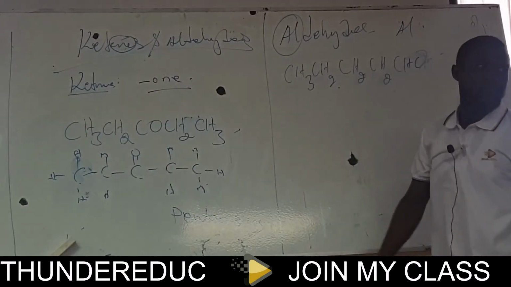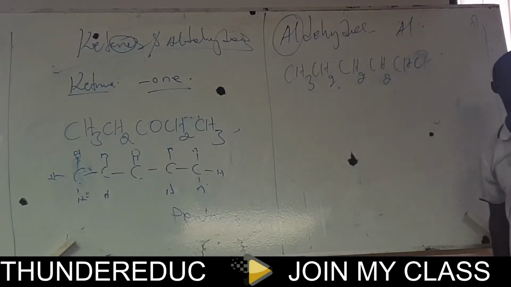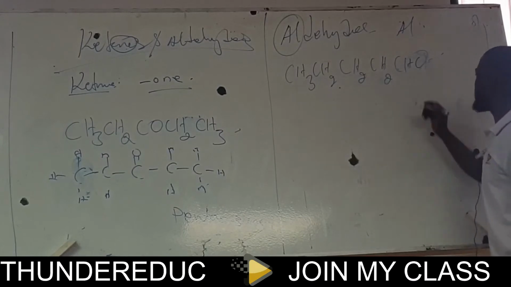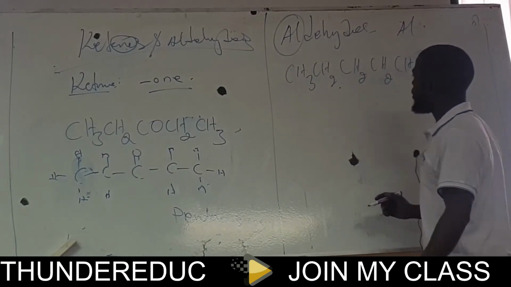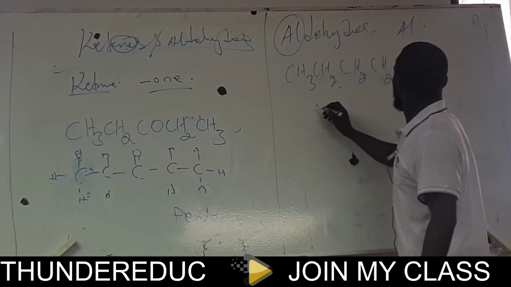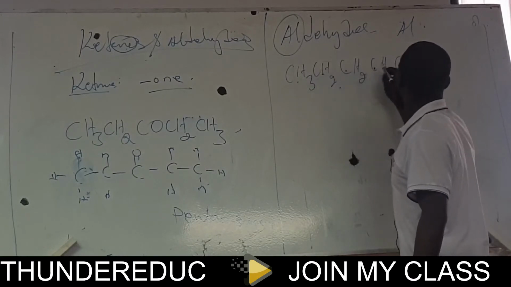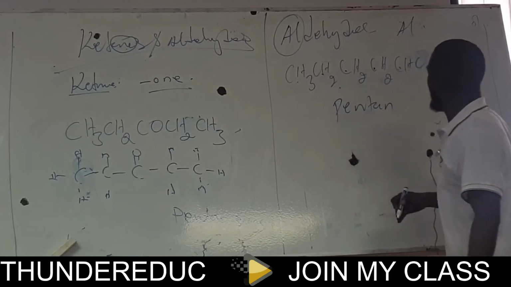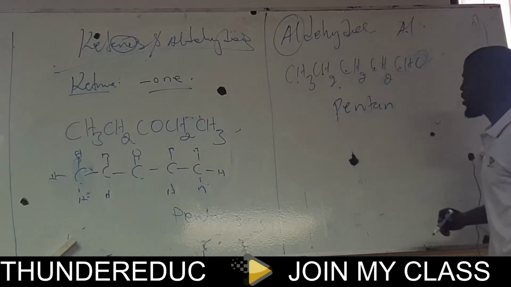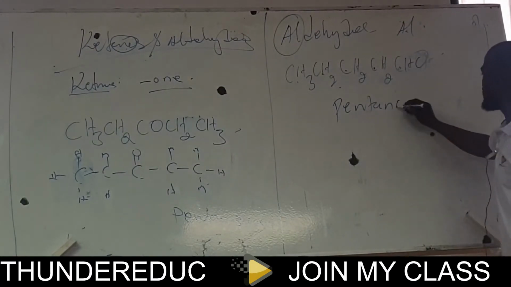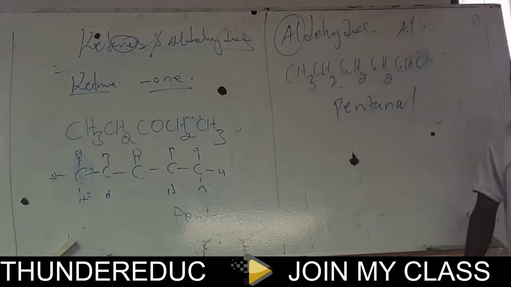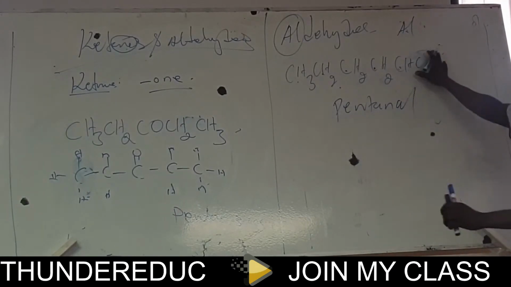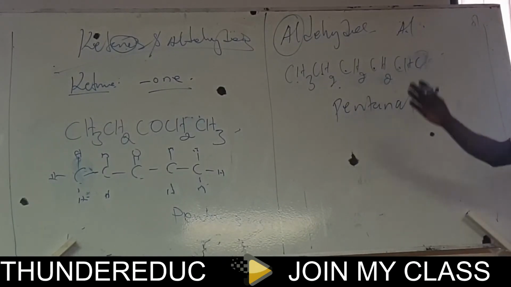This hydrogen is attached on the carbon. So it's going to be 1, 2, 3, 4, 5. So it's going to be penta. Then I add -al, which is pentanal. We don't have a position because it's always at the end. You can't say pentanal 2, pentanal 3.